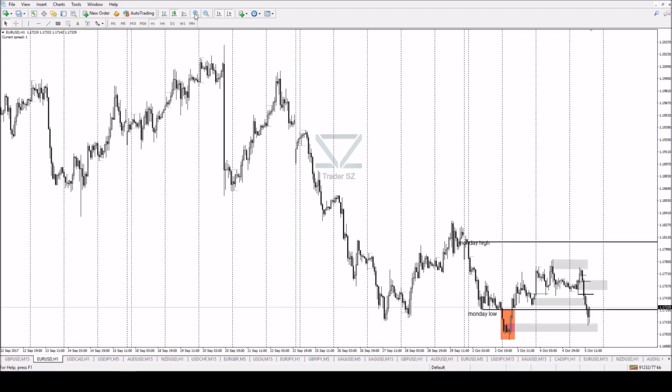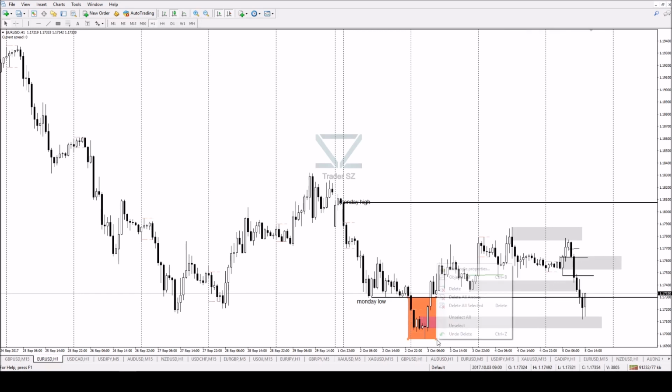It's coming to support now, so if I get rid of this H1 block here, it's holding the support now, so it's probably going to go back into the range and fizzle out heading into NFP. So ideally I'll have to wait till after NFP to give me more clarity and then take it from there.